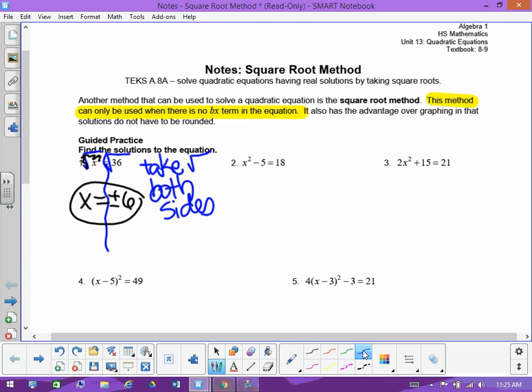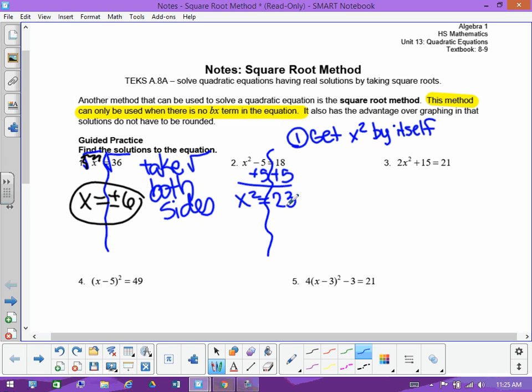On number 2, is x squared by itself? No, we got to get it there. So first thing, x squared by itself. Then we can take the square root of both sides. So just like solving any other equation, how do we get rid of minus 5? Add 5 to both sides. So we're going to add 5 to both sides. X squared equals 23.